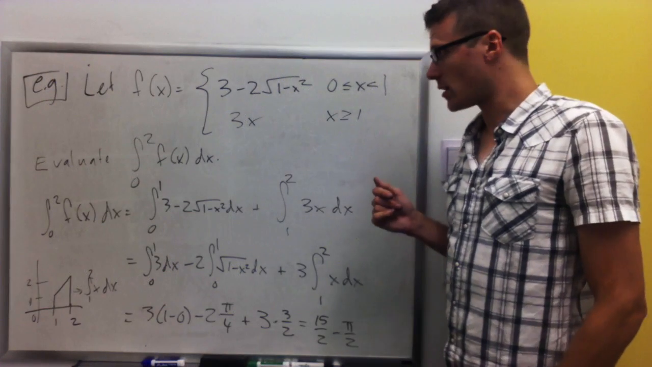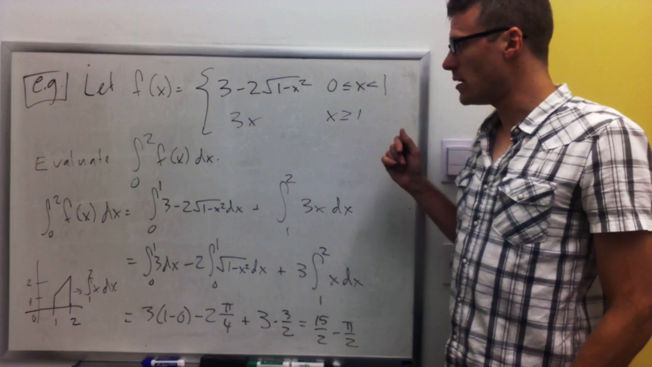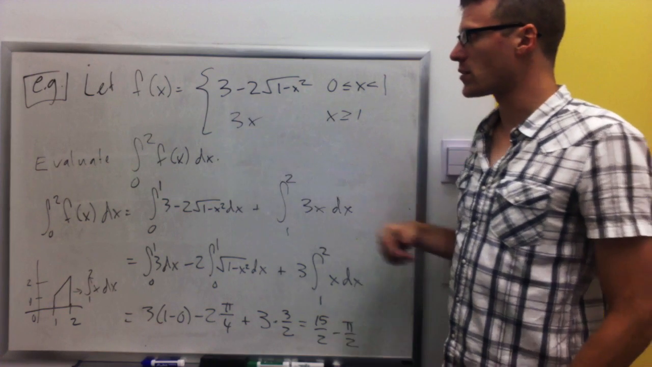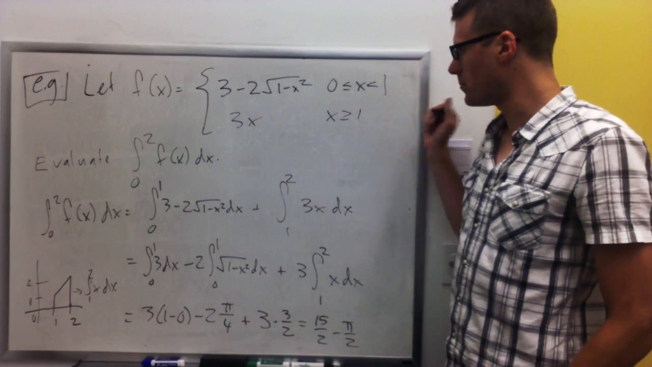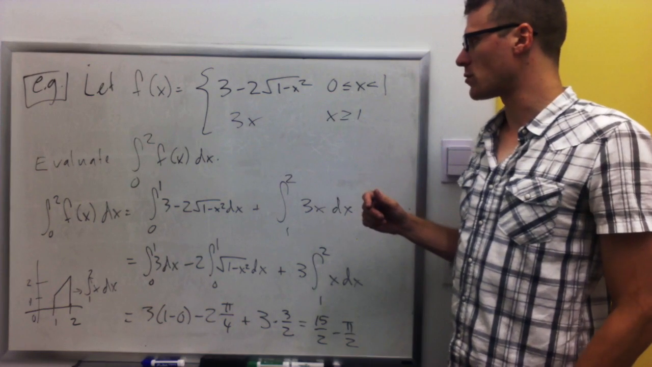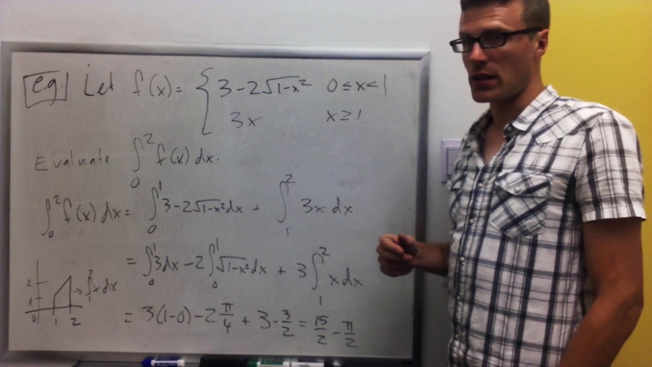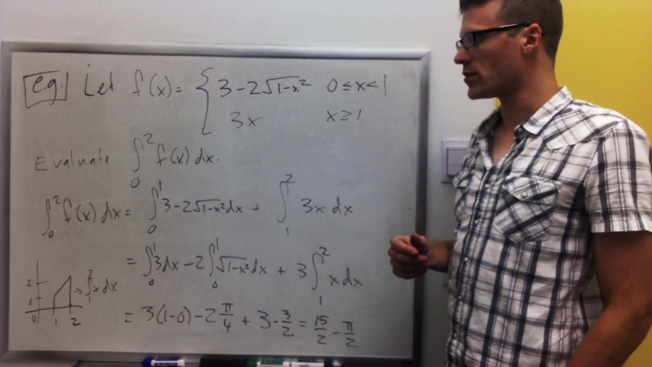So let's apply some of this stuff. Let f of x be the piecewise defined function, which is 3 minus 2 root 1 minus x squared for x between 0 and 1, and equal to 3x when x is greater than or equal to 1. Let's evaluate the integral of f from 0 to 2.